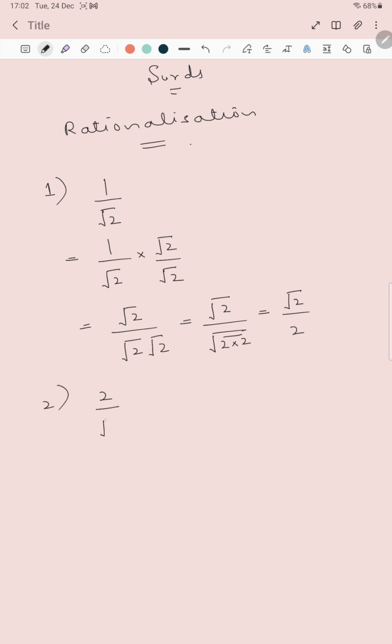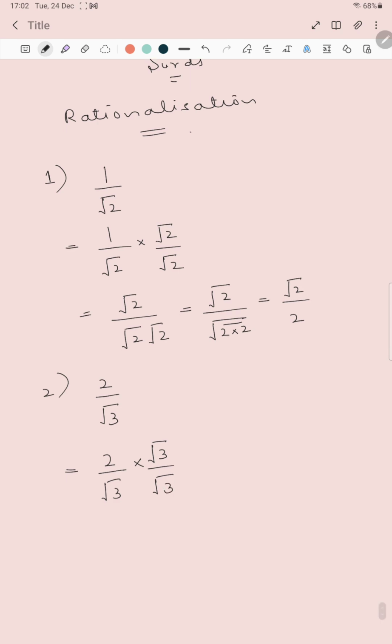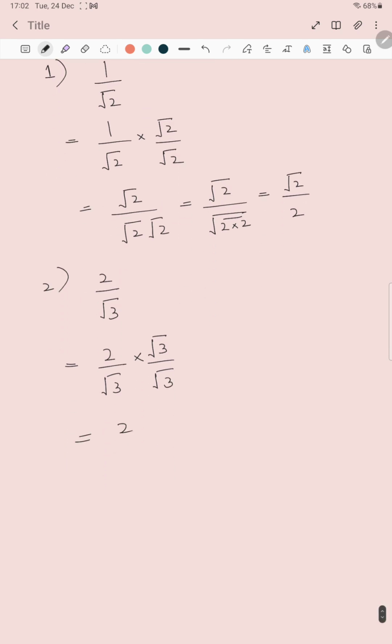2 over square root 3, we have to rationalize the denominator. So 2 over square root 3, we will just multiply by square root 3 over square root 3. So it will be 2 square root 3. Square root 3 times square root 3 will be square root 3 into 3, meaning square root 3 squared. The square will be cancelled with the square root. So the answer will be 3. So it means in the denominator you will get only 3.